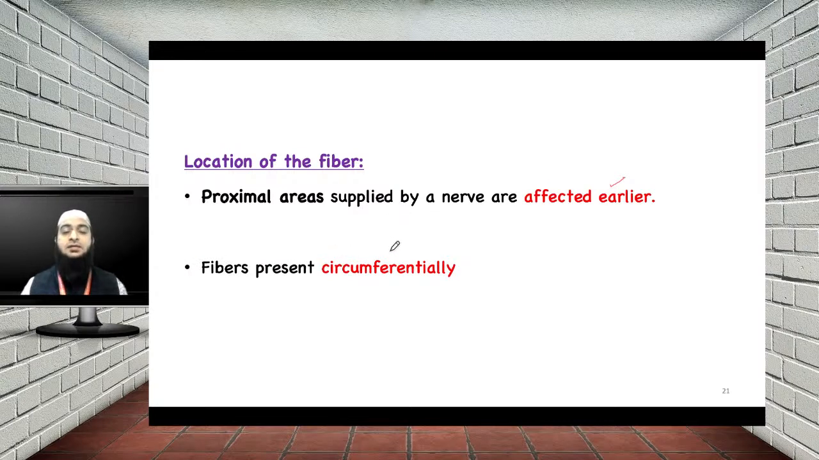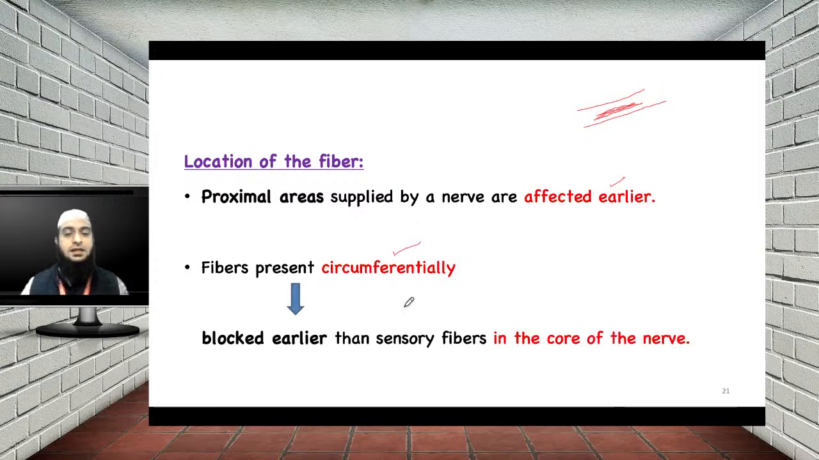Then fibers present circumferentially. Circumferentially means, suppose this is the part of your body, and those fibers which are present in the very deep part are called the circumferential fibers. Those fibers present circumferentially, in such cases they block earlier than sensory fibers which are present in the core of the nerve. So that is the difference in the action of the local anesthetic based on the location of the fiber. So the proximal area supplied by the nerve is affected earlier, then fibers present circumferentially block earlier than sensory fibers in the core of the nerve.